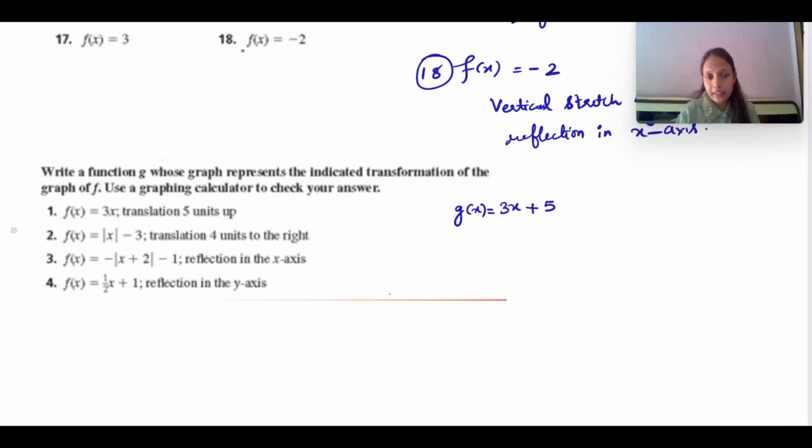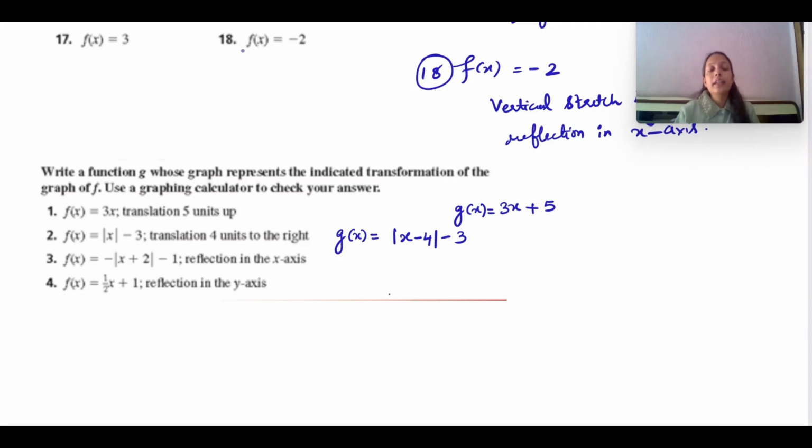Second question. Absolute value of x minus 3. This is already given. What do we have to do? We have to translate this function 4 units right. Whenever it is left or right, we have to change inside the x. So it is 4 units right. That means absolute value of x minus 4, minus 3 as it is. This is the new function g(x).